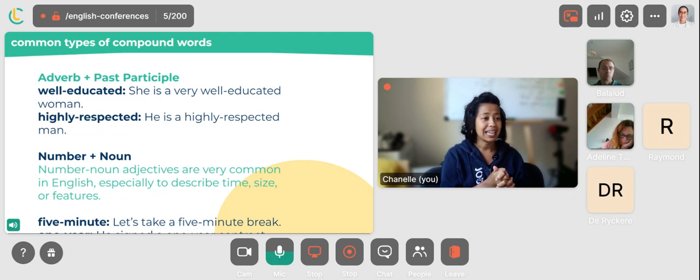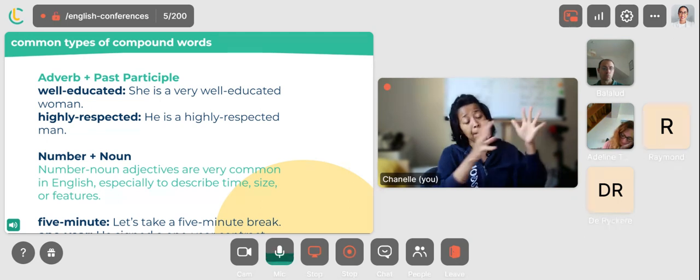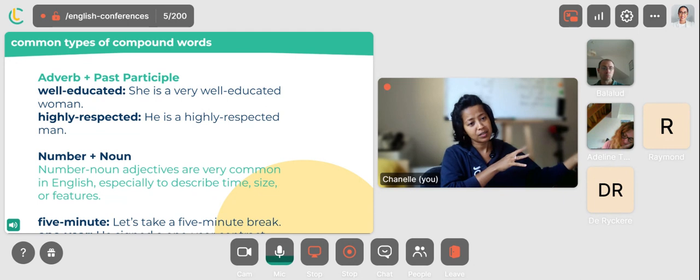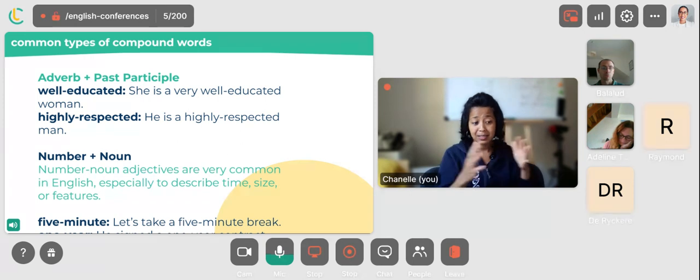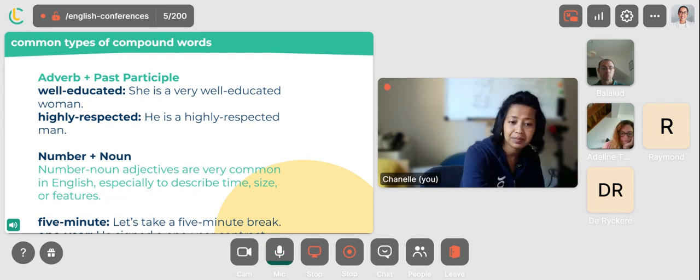We also can say it is a 10-minute walk to describe the time that it takes to get from one place to the next.